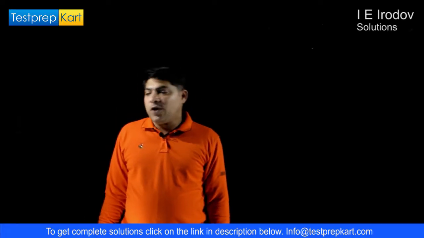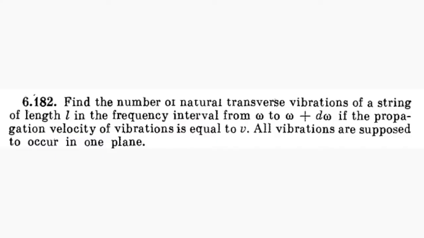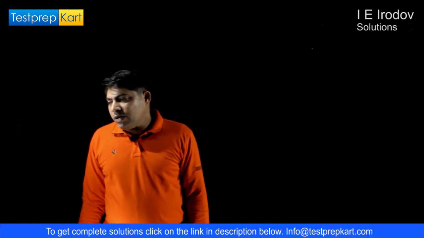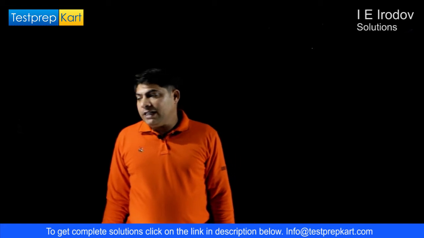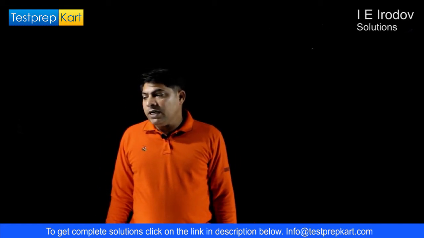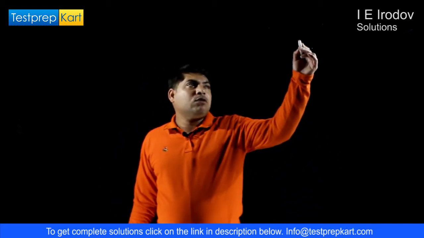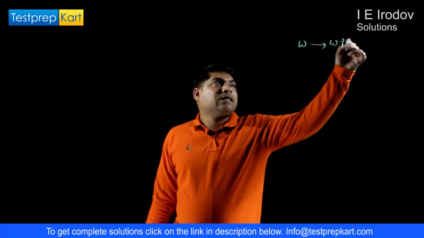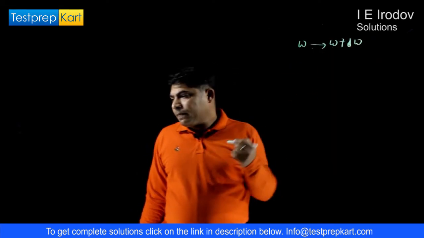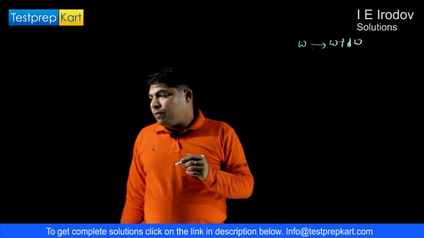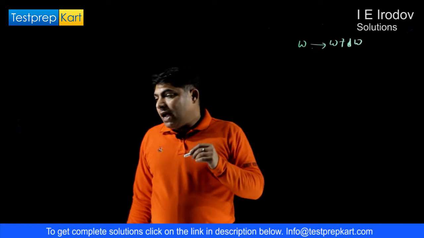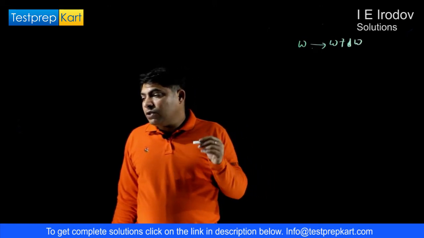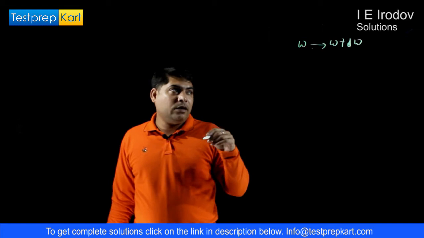Question number 6.182. Find the number of natural transverse vibrations of a string of length L in the frequency interval from omega to omega plus d omega, if the propagation velocity of the vibration is equal to v and all vibrations are supposed to occur in one plane. Okay.